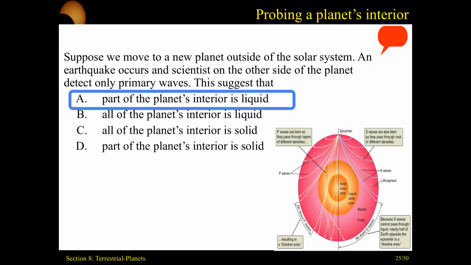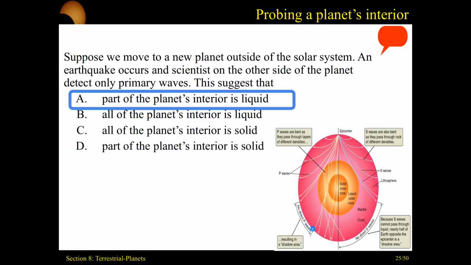So your companion finding only P waves gives you enough information to say, hey, at least part of this planet's interior is liquid. If there was no liquid, if there was no bounding region here, then there would not be a shadow of the P wave.